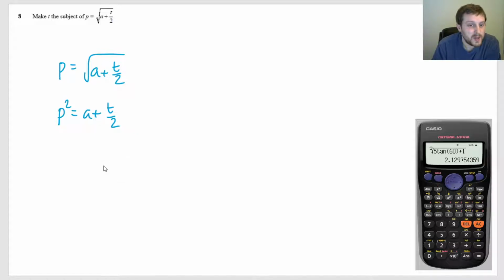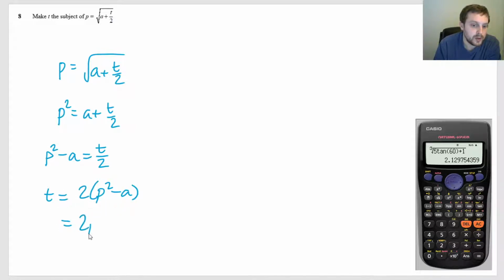Choice of things you can do now. You really did need to start by squaring, but here we could take away a and then double, or we can double and then I guess take away 2a. It's going to give us the same answer. I'm going to do what I think most people will have done, and that's to take away a. So p squared minus a is t on 2. And then finally, t will be 2 lots of p squared minus a. So you could keep it like that if you want, or you could write it like this.